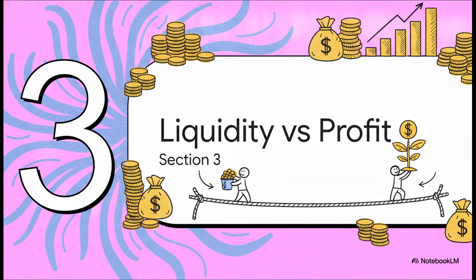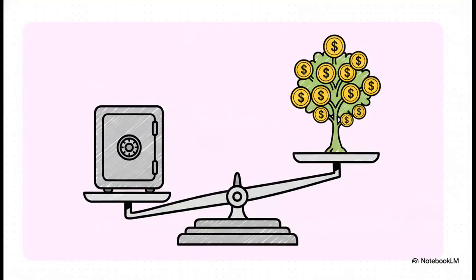Section 3 brings us to a massive showdown: liquidity versus profitability. And this brilliantly illustrates the ultimate tightrope walk every financial manager faces. On one side, you've got liquidity, which simply equals survival. You absolutely need cash on hand to pay your immediate bills. But on the other side, you've got profitability, which is your return.